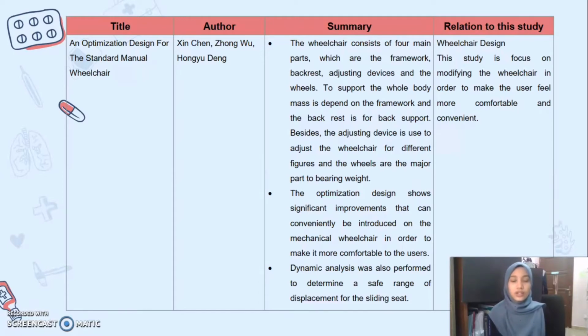Next, to determine a safe range of displacement of the sliding seat, a dynamic analysis was performed. The aim of wheelchair design is to produce a wheelchair that performs well and can provide appropriate seating and posture support. So, this study is focused on modifying the wheelchair in order to make the user feel more comfortable and convenient.